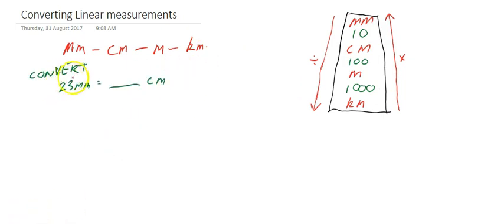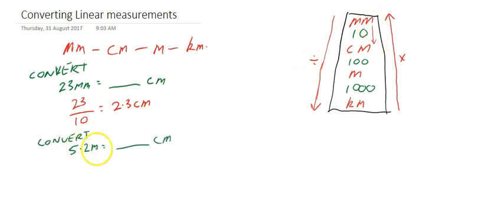So if I need to convert 23 millimeters into centimeters, all I need to do is convert millimeters to centimeters, so I'm moving in this direction. And to do that, I need to move in this direction, which is divide. So that's going to be 23 divided by 10 equals 2.3 centimeters. Feel free to use your calculator with that question. So, moving in that direction, I'm dividing.